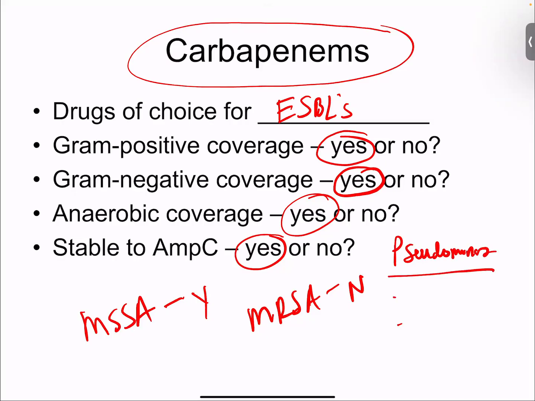Do these drugs cover Pseudomonas? Carbapenem, Pseudomonas. Yes or no? One more time. All but one. Okay. And what's the exception? What's your little trick? Everything except ertapenem. Except ertapenem when it comes to Pseudomonas.